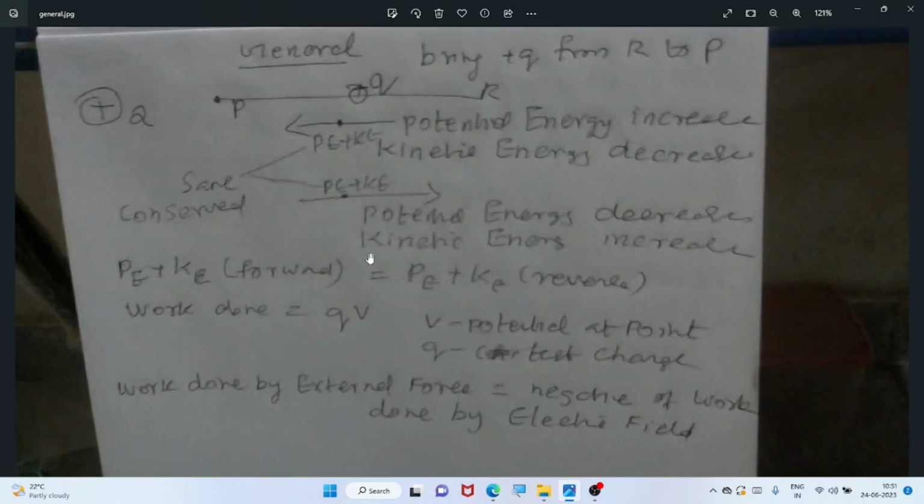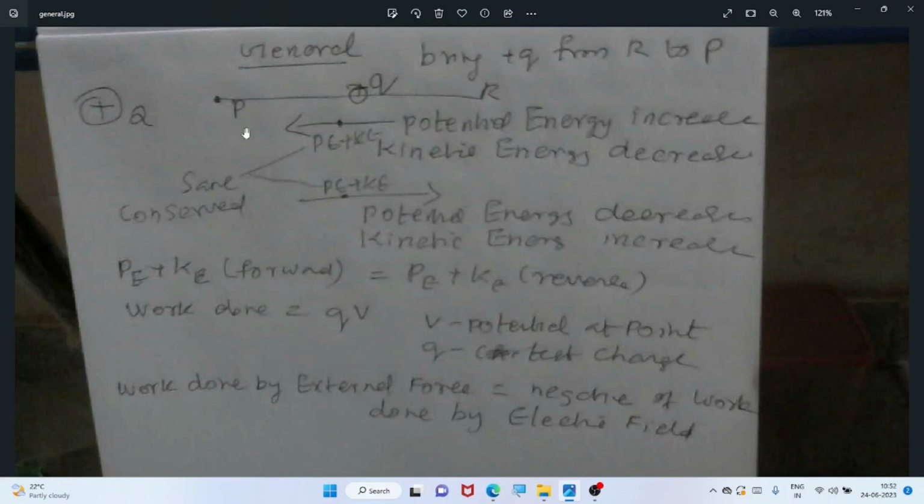When we bring a test charge from infinity towards a charge q, you have to apply an external force because these positive charges repel each other. That work is stored as potential energy. When you move closer to this charge, the potential energy increases. At the same time, kinetic energy decreases.